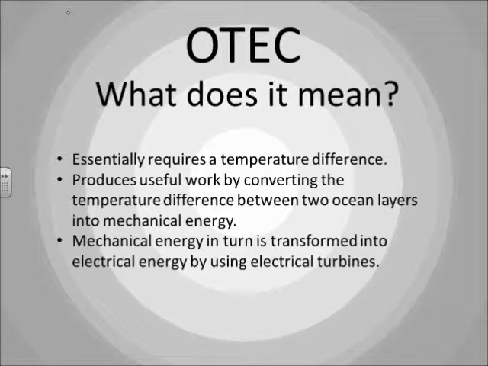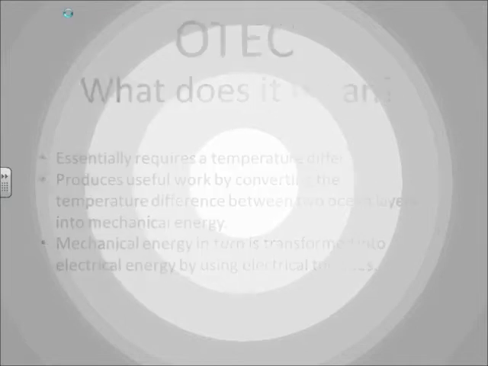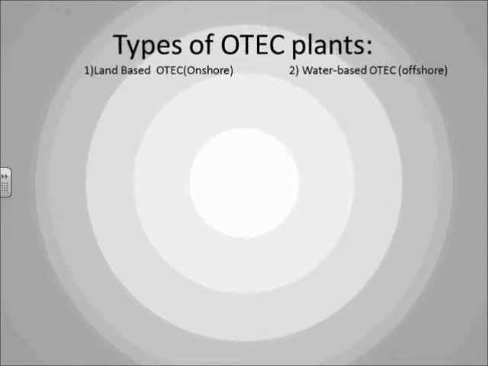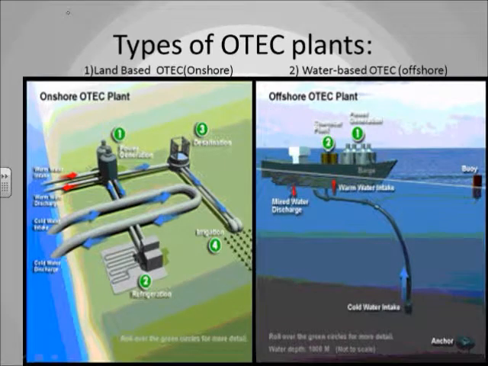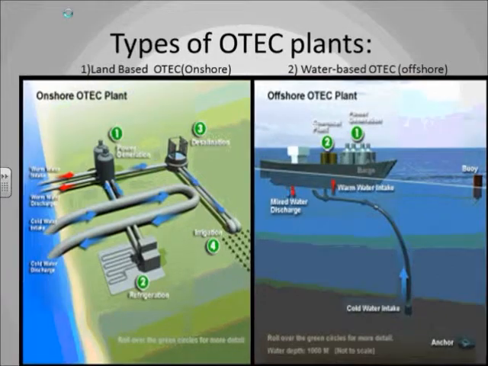Now OTEC, what does it mean? It is an acronym for Ocean Thermal Energy Conversion. This technology uses a temperature difference between the cooler and the warmer ocean layers to run a turbine and produce useful work, which is usually in the form of electricity. There can be two possible ways in which energy can be harnessed using this technique. And this leads us to two types of OTEC plants: land-based OTEC, also called onshore, and water-based OTEC, also called offshore OTEC plants.